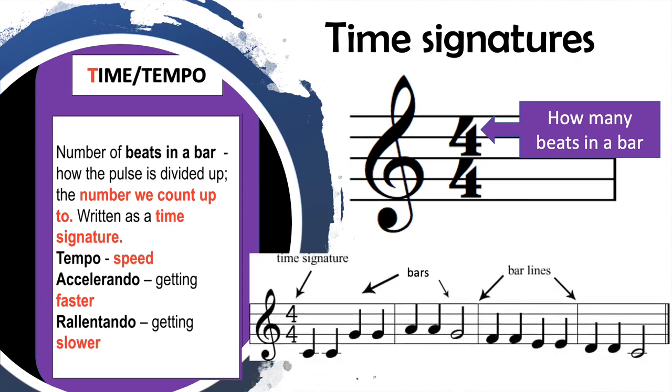When you see music written down, you have the time signature at the beginning and then the notes are organised into bars. Here there are 4 beats in every bar, so there is a bar line in the music after every 4 beats, just to break it up visually and make it easier to read.